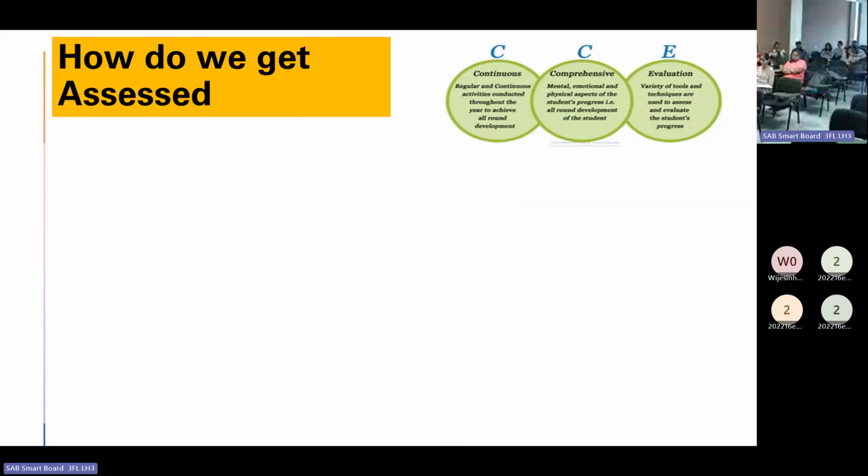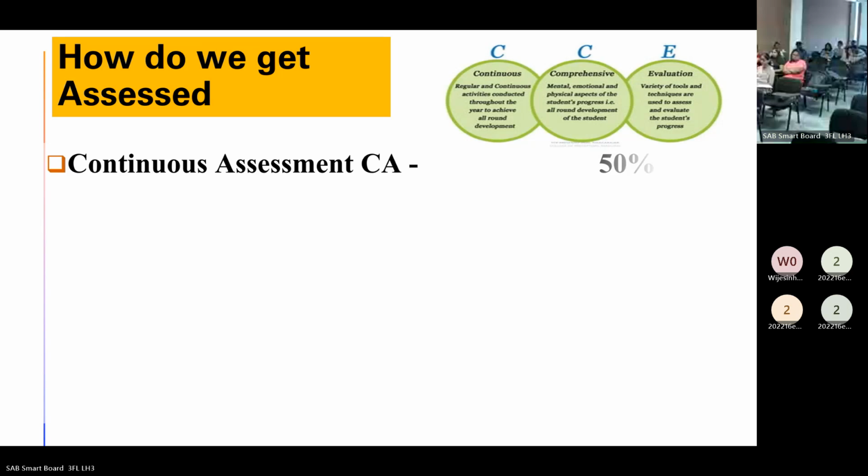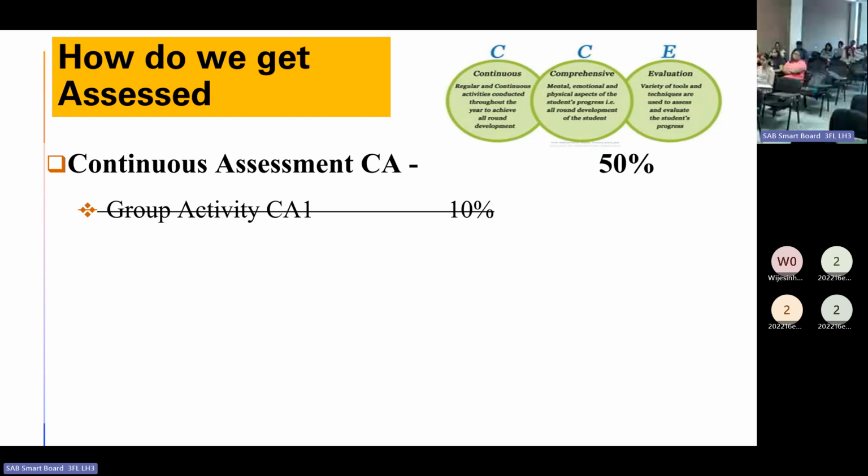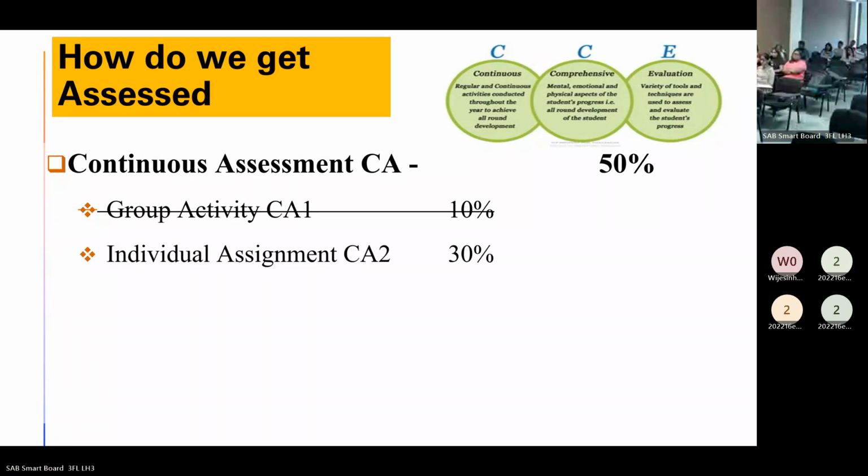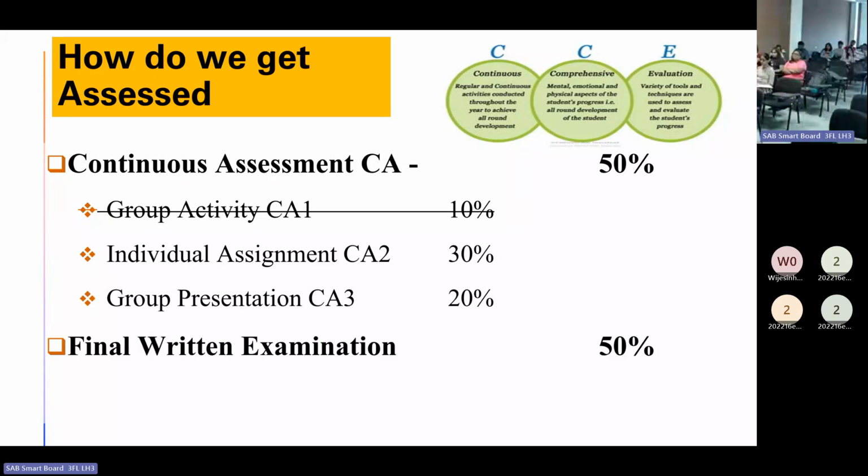So that is just to get to know about what the forces are and what the assessment is. Now, how do we get assessed? How do you all get assessed? Content assessment is 50 marks. I have removed 10 marks. Individual assessment I increased to 30, and group presentation 20. So all together 100 marks.